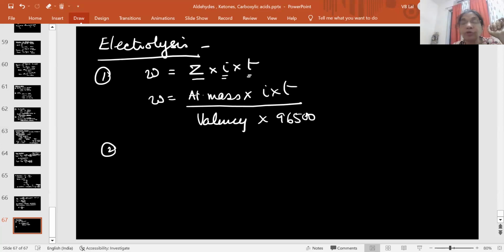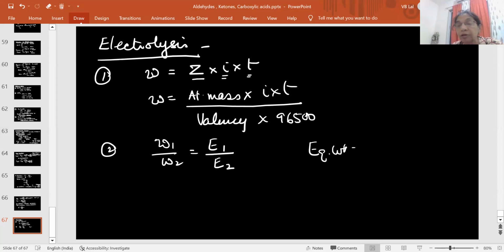Second formula that we have to use is if the same amount of current is passed through different electrolytes, then the weights of the substances deposited are in the ratio of their equivalent weights. Okay, W1 by W2 is equal to E1 by E2. Now, what is equivalent weight? Equivalent weight is equal to the molar mass divided by the valency factor. We call it a valency factor.